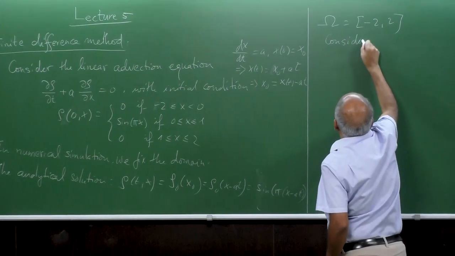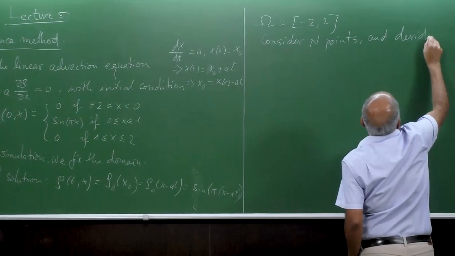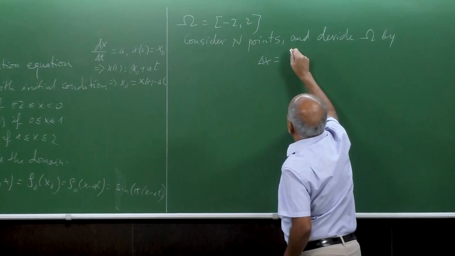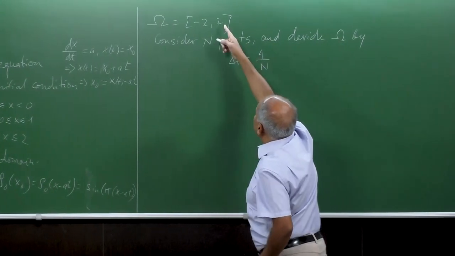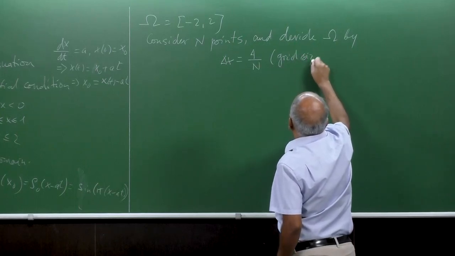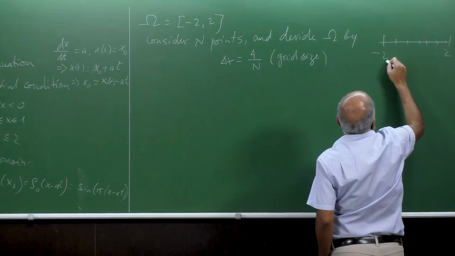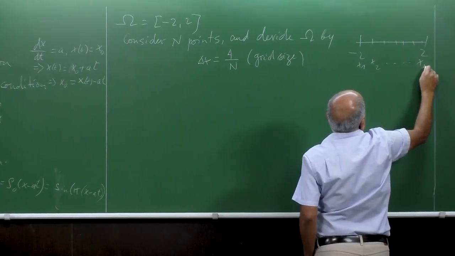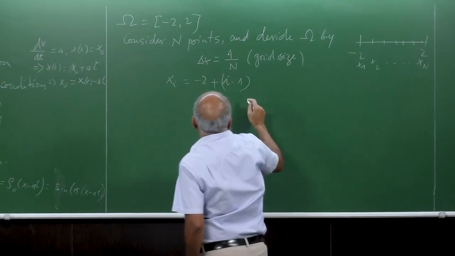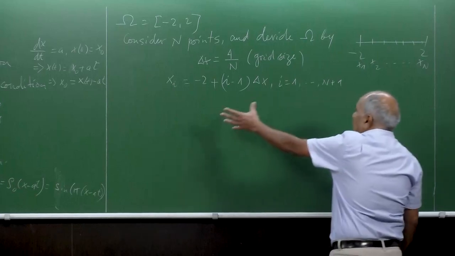Consider n points and divide omega by delta x, which is equal to 4 by n, because minus 2 to plus 2 is 4. This is the grid size. So we have the domain minus 2 to 2, and I put many points here: x1, x2, up to x of n. So our x of i is minus 2 plus i minus 1 times delta x, where i runs from 1 to n plus 1. These are the discrete grid points.